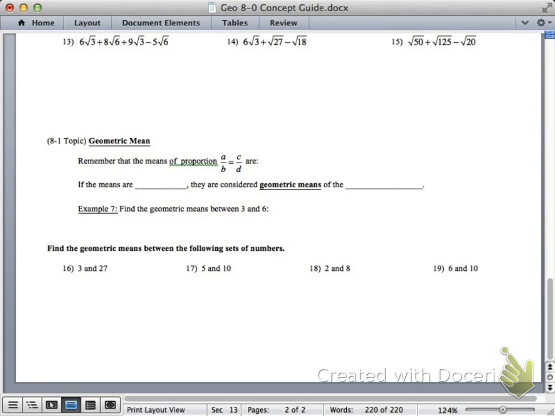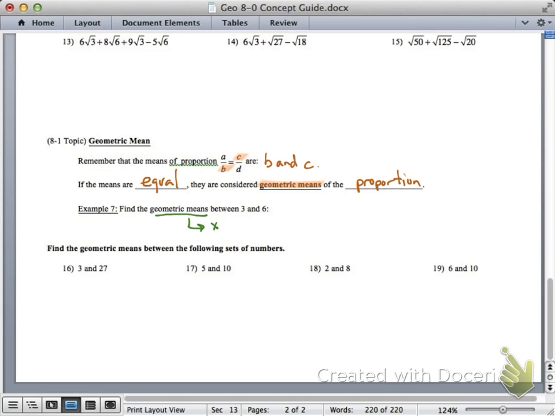Last piece of this. This is actually out of section 8.1 of our textbook about geometric means. Remember that the means of a proportion, if we have the proportion a over b equals c over d, which part are the means? The b and the c. Now, if the means are equal, then they're considered geometric means of the proportion.